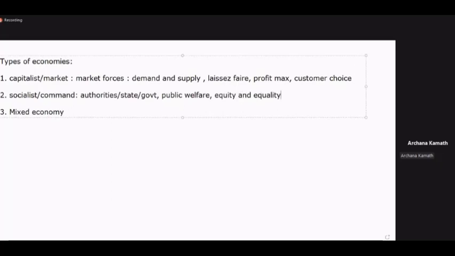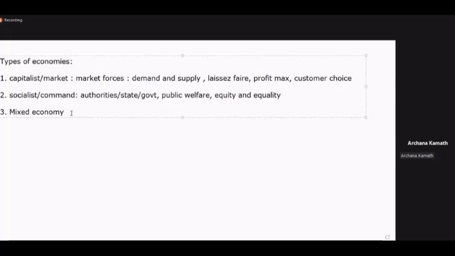Okay, equity and equality is generally expected during the implementation of socialistic ideologies or command-related ideologies of any economy. They won't give weight to demand and supply. Every decision will be taken by the government or the state or the authorities who are ruling that particular economy.